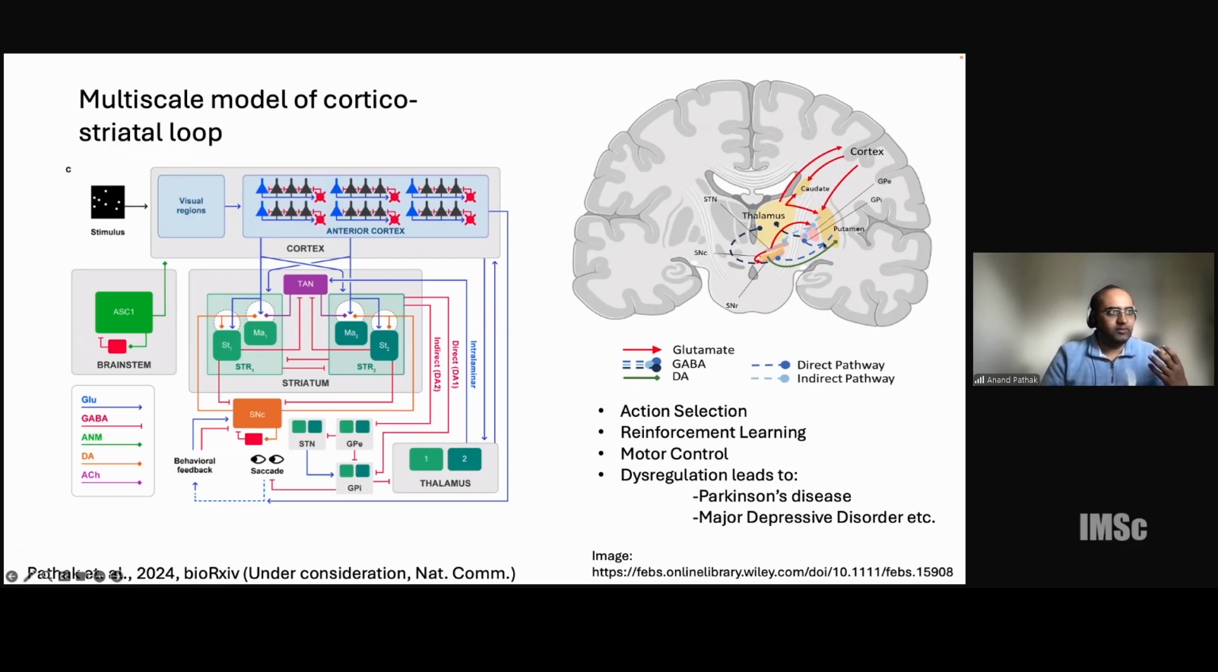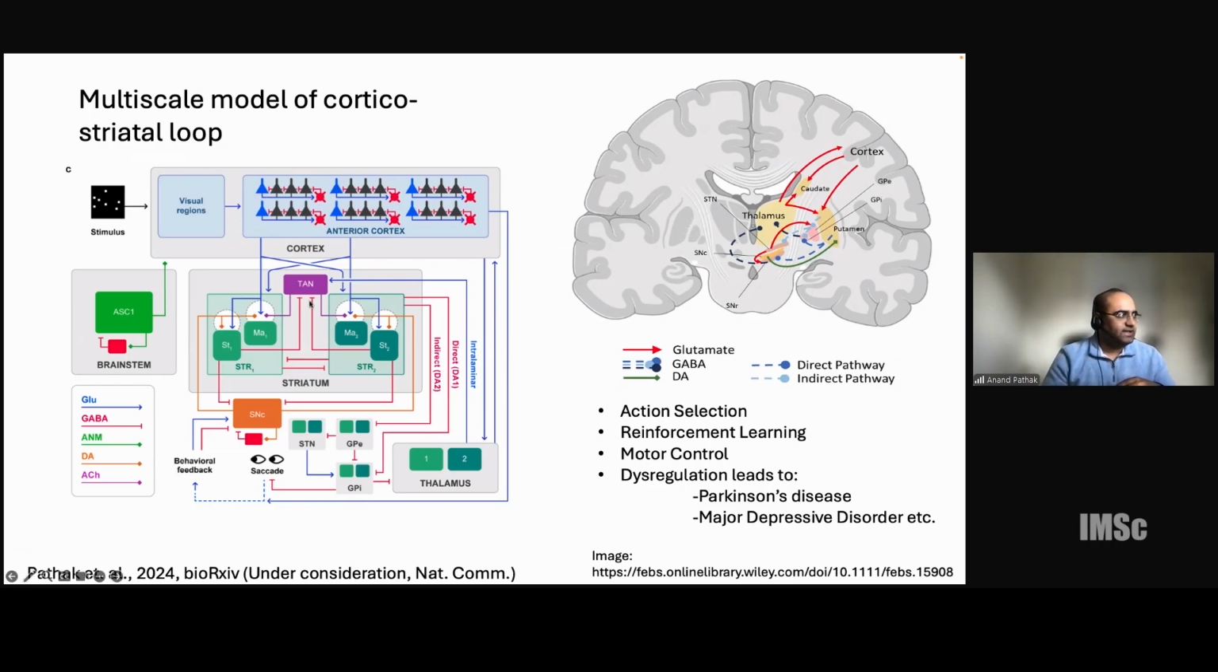So caudate and putamen together make the striatum. Then there is the pallidum, and there is the thalamus, and it's a loop, it's a circuit. And there are various nuclei. There is the brainstem, there is the substantia nigra. This circuit is important in lots of cognitive behavior, like action selection, motor control, reinforcement learning. And when there's a dysregulation of this circuit, there are lots of diseases like Parkinson's disease, major depressive disorder, even bipolar, and so on. So lots of psychiatric treatments target the corticostriatal circuit, and that's why it's very important.